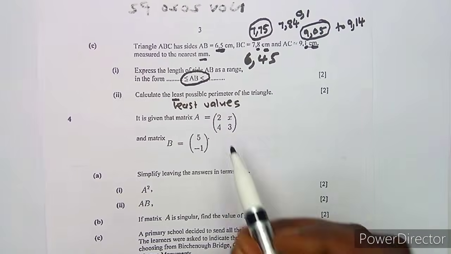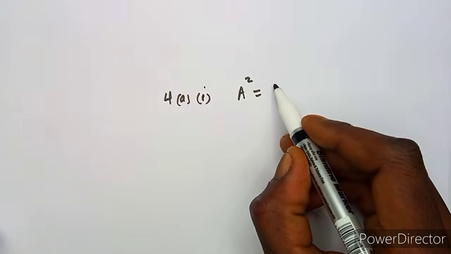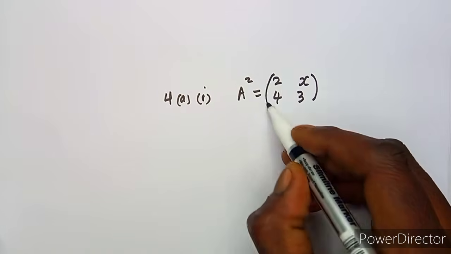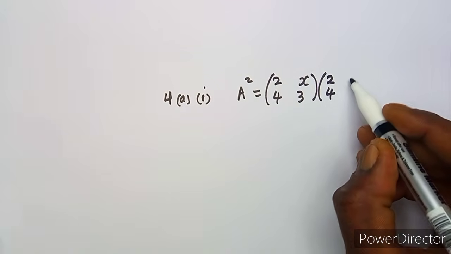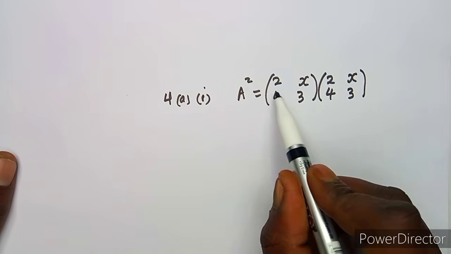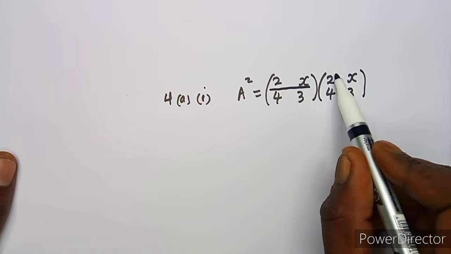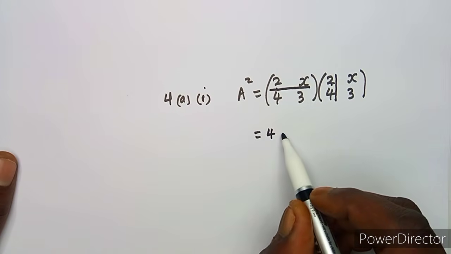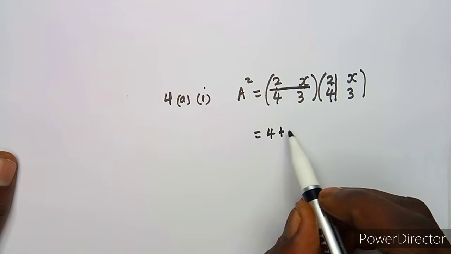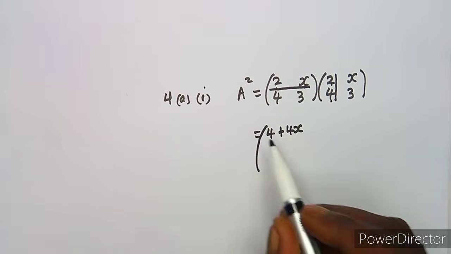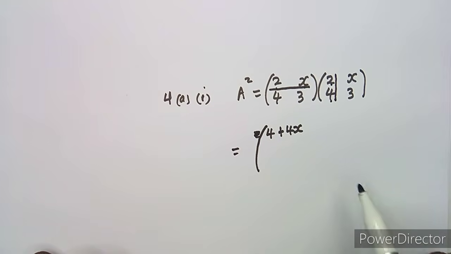So A squared, this is your matrix A. You're going to square this matrix: 2, 4, x, 3. You square this, which means you are multiplying these 2 times, which is 2, 4, x, 3, just like that. Applying our concept, guys, row by column. So we're going to have this row versus this column. It's 2 times 2, which is going to give us 4, plus x times 4, which is going to give us 4x. As you can see, we can't combine these two, so we just leave it like that as 4 plus 4x.